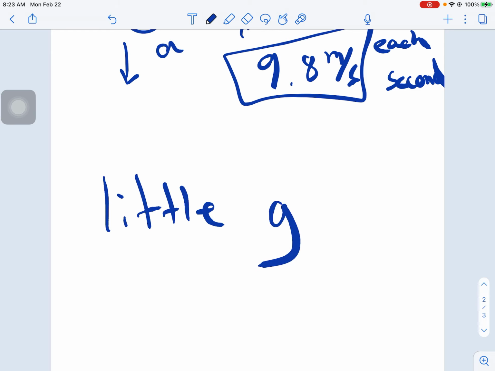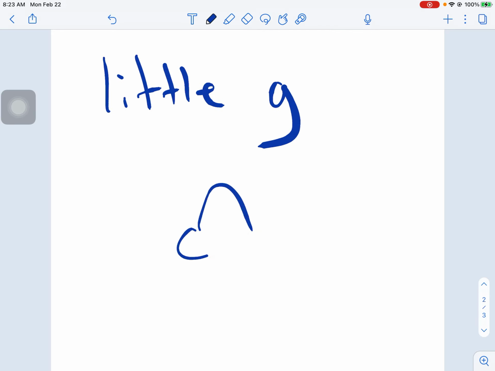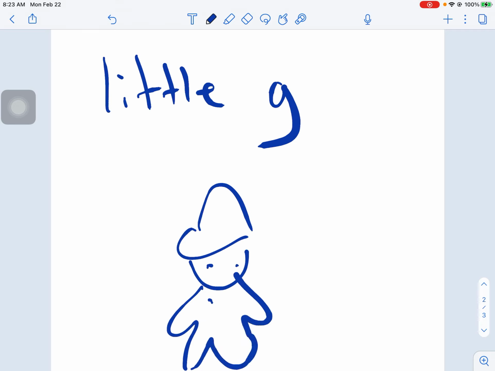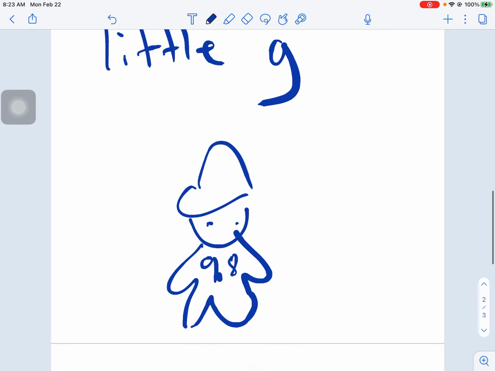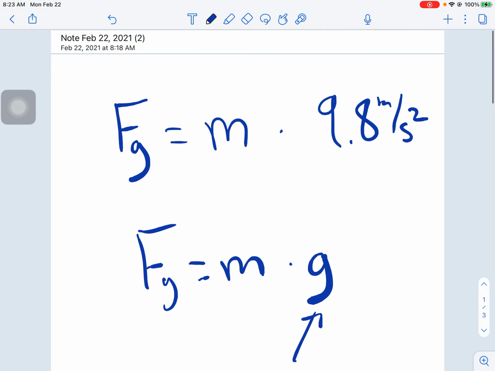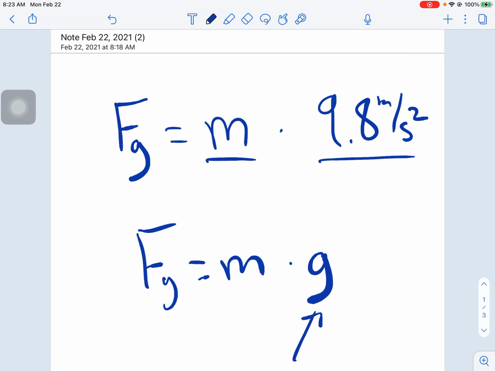We sometimes just call it little g. Sometimes I draw little g on the whiteboard. Here's little g right here. And remember, it's a constant on Earth. Little g is always 9.8 meters per second squared. It's a constant. All you have to do is take your mass and multiply it by 9.8. So you could do that on your calculator.